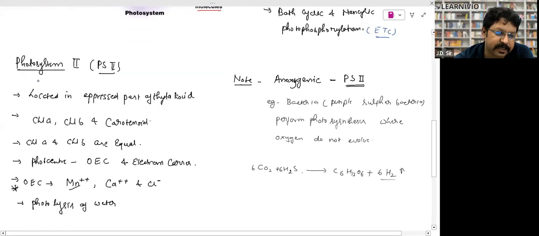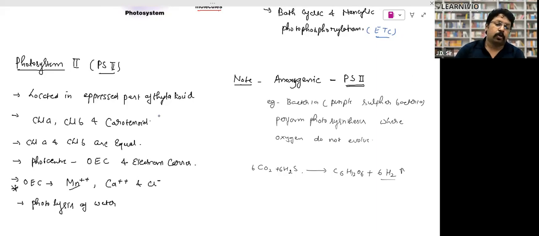Photosystem 2, PS2. Right. This PS2 is located in the appressed part of the thylakoid, right? They contain chlorophyll A, chlorophyll B, and carotenoid. What is the difference between PS1 and PS2? PS1 has more chlorophyll A molecules and fewer chlorophyll B molecules, but here chlorophyll A and chlorophyll B are found in equal amounts. Photosystem 2 contains the oxygen evolving complex, OEC. OEC is not found in photosystem 1. So photosystem 2 contains the oxygen evolving complex and electron carriers.